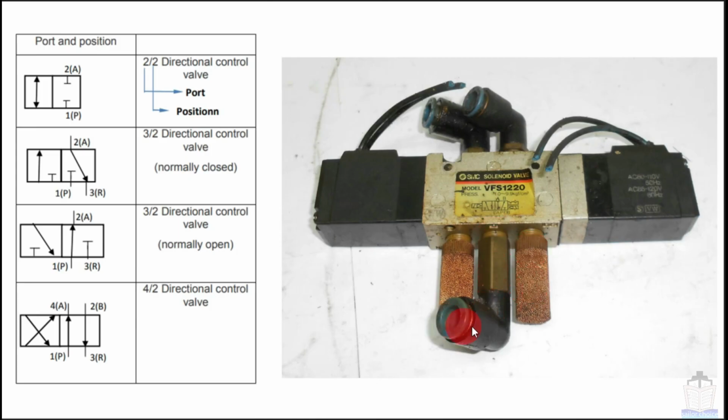This is called the P port. Here you can see P port is written, and these 2 are working ports, that means any actuator, motor, etc. will be connected from these 2 ports. So here you can see A and B are written.